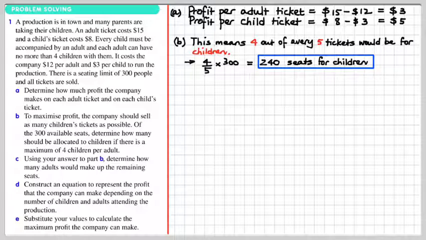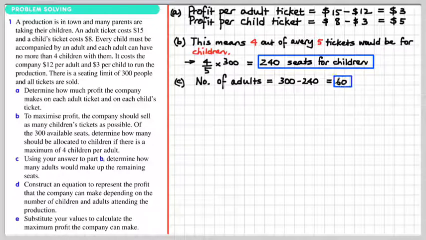Alright, how are you going? It's not so bad when you really think about it, is it? So if we're answering part C now, use your answer to part B, determine how many adults would make up the remaining seats. Well, that's easy, it's 60, isn't it? Yes, 300 seats, 240 children, 60 adults. That's it. Alright, come on.